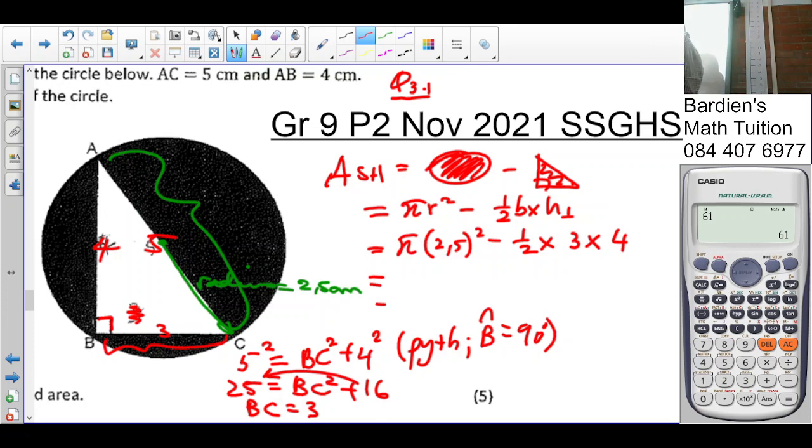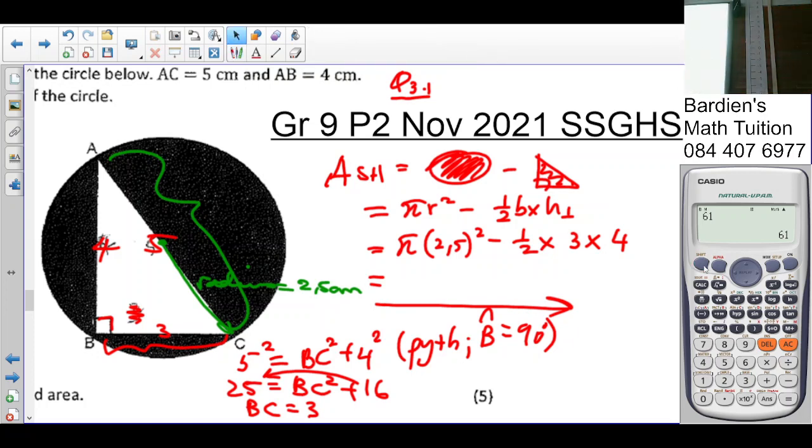Okay, so this we can put in the calculator. It's going to be pi times 2.5 squared minus a half times 3 times 4. That gives us 13.63 centimeters squared. Okay, any confusion there?